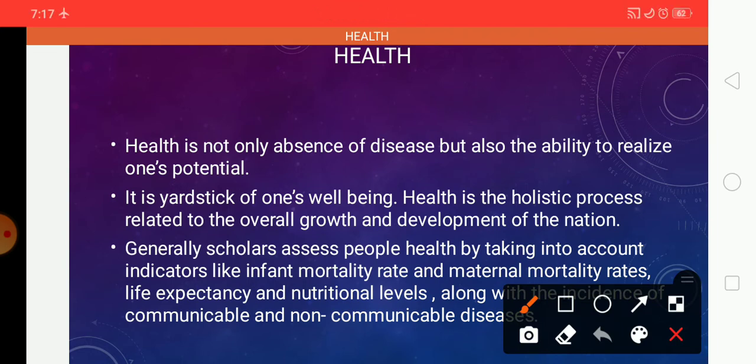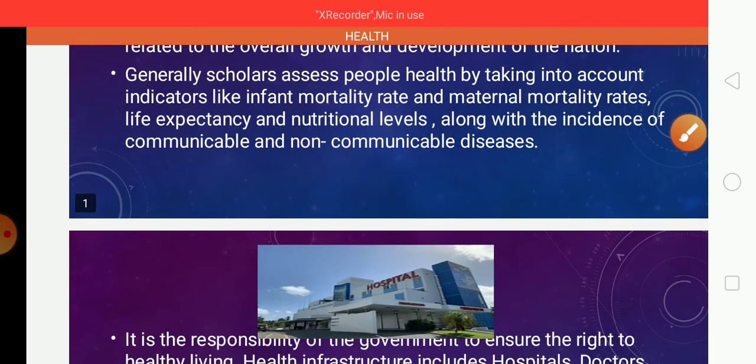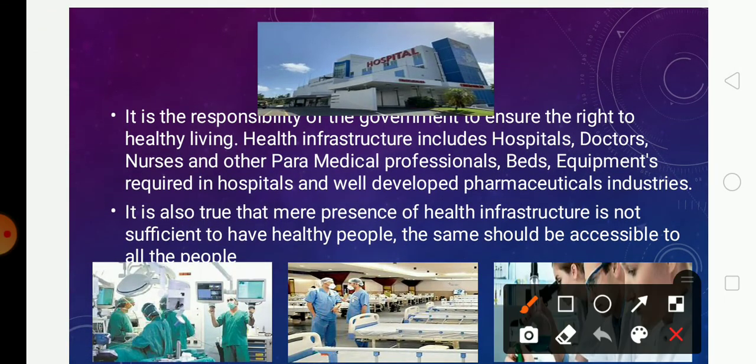That healthy manpower is very important for the production of goods and services. Scholars also argue that people care very much about their health facilities, and whose responsibility is it? It is purely the responsibility of the government of our country to ensure healthy living. Every human being, that is, the citizens of the country, has a right to live and to health infrastructure. So what does the government ensure for the right to healthy living? Health infrastructure includes hospitals, doctors, nurses and other paramedical professionals, beds, equipment required in hospitals, and a well developed paramedical industry. These all help healthy living.